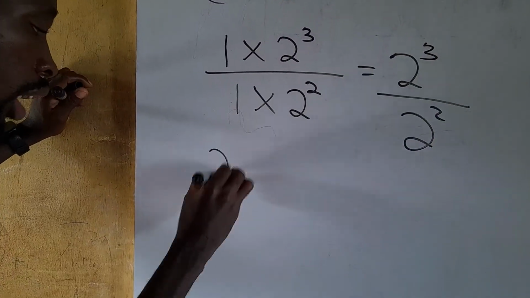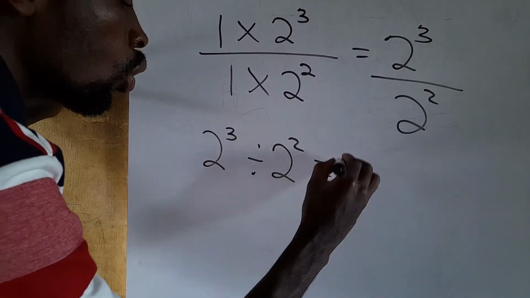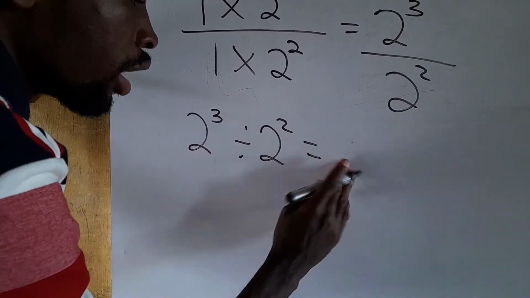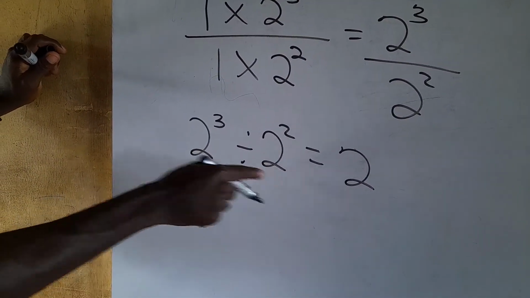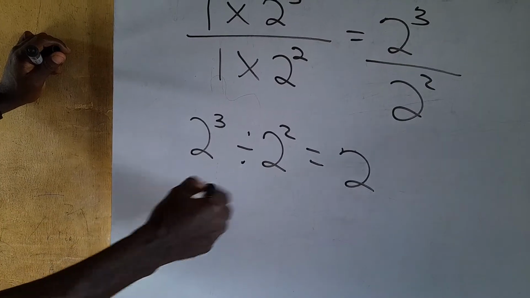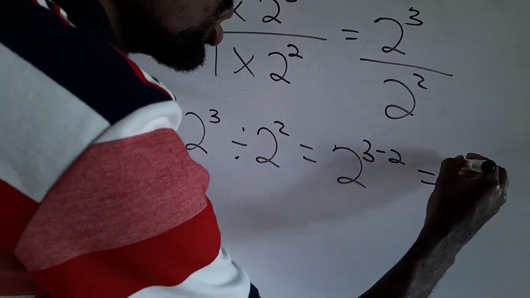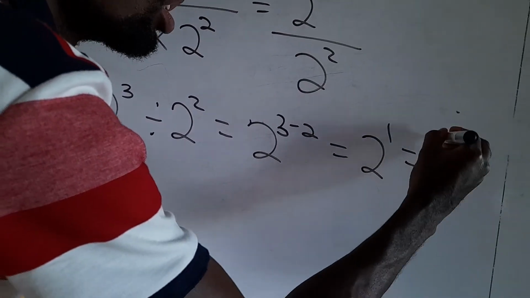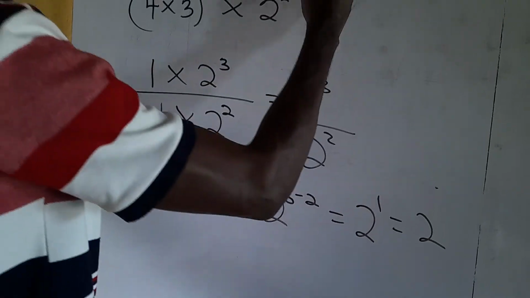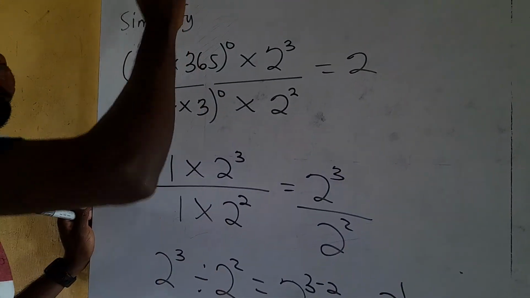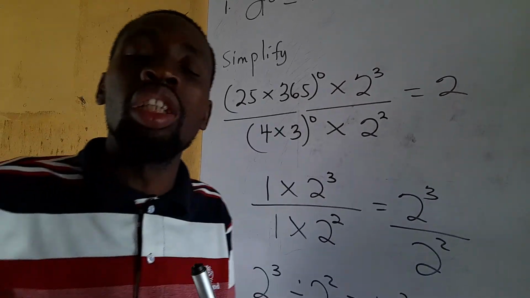They are dividing. We can rewrite this as 2 exponent 3 divided by 2 exponent 2, which is to apply the law which says that when two indices are dividing with the same base, we just subtract the exponent. So that will be 2 exponent 3 minus 2, which is 2 exponent 1, which is 2. So the answer is nothing but 2. Please take notice of this: any number exponent 0 is 1.